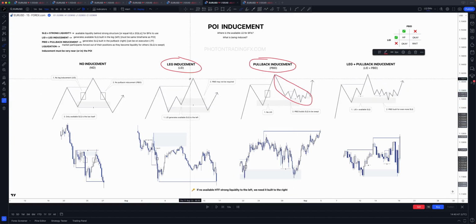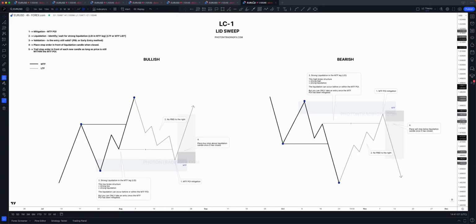Now with LC1, we are allowed to look at that medium time frame leg to the left, and we are trying to identify available strong liquidity points within that leg, right? So the lows that broke the high, we use those liquidation points for our entry. Okay, so hopefully now in your mind, it's all starting to come together, right?